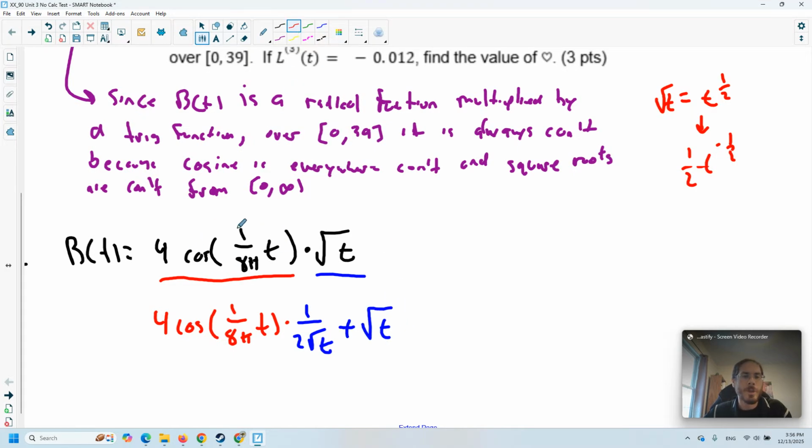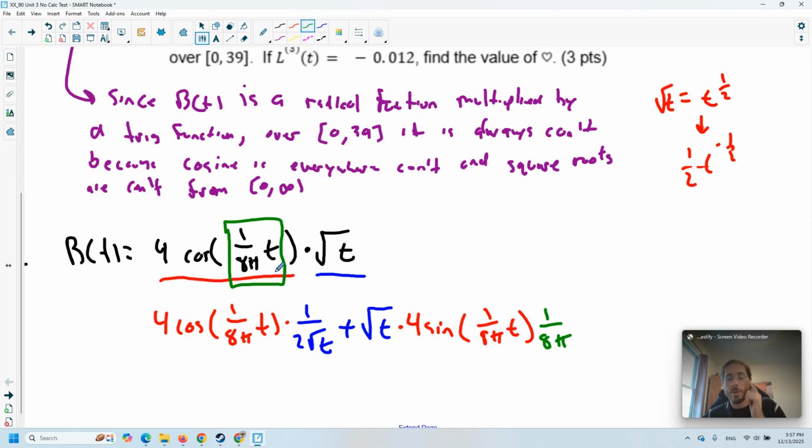So for the derivative of the first, we have this function. We've got 4, and the derivative of cosine is negative sine, so we're doing sine of 1 over 8 pi t. But we have a chain rule here because we're doing cosine of 1 over 8 pi t, so I need to take the derivative of this. The derivative of that is 1 over 8 pi. Again, this is just a regular power rule.